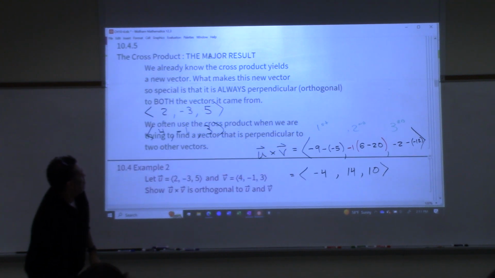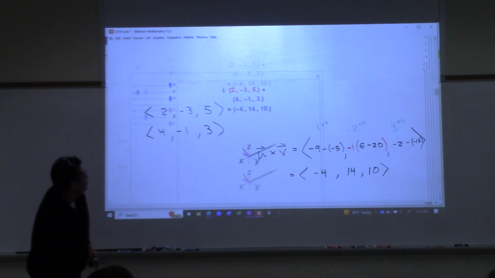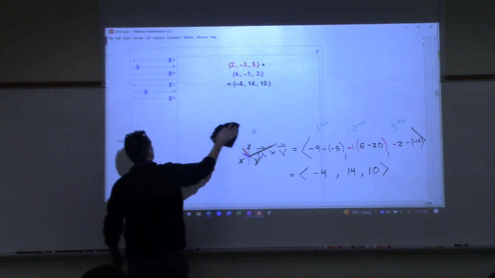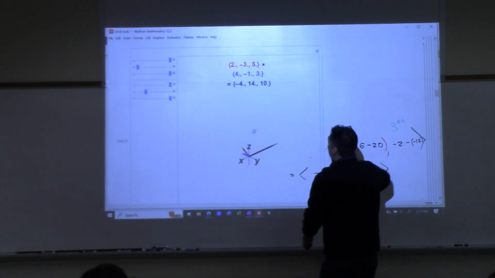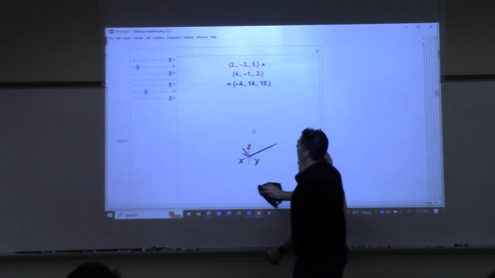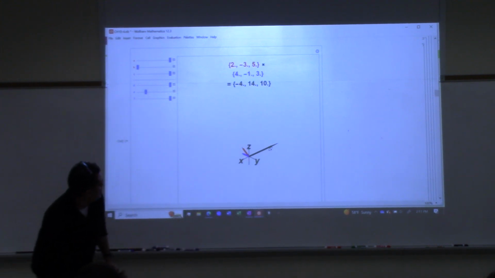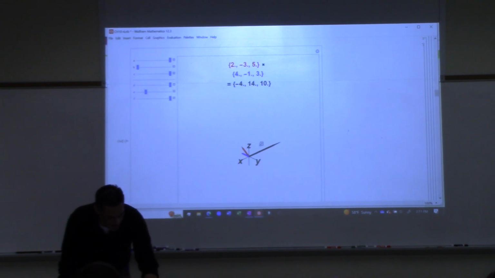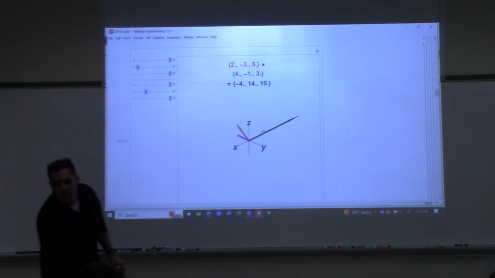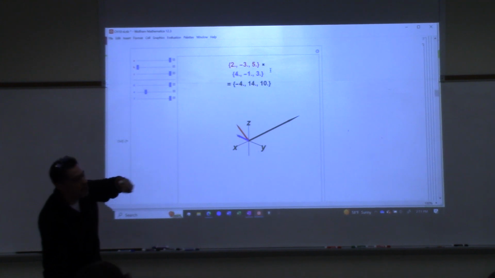So what is this vector? Okay, I've done it right here. This is a visual. It's not a very good visual, but I've got the two vectors that we just crossed. It was 2, -3, 5, and we did the cross product with the vector 4, -1, 3, and we got this answer: -4, 14, +10. I'm going to move this around and zoom in a little bit. All right, the black vector is the answer. You see it's in black? The blue vector is the blue vector, the red vector is the red vector, right?